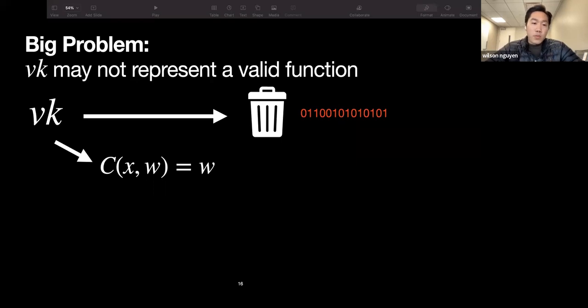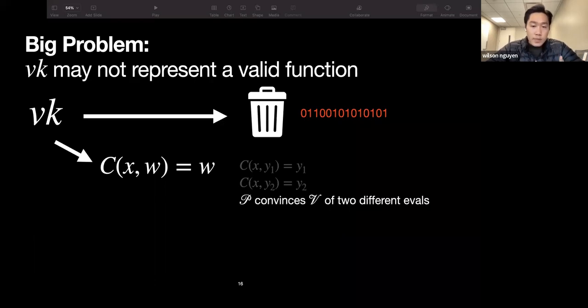So here we have a circuit with a public input X and private prover input W, and it outputs W as the output of the circuit. Why is this not a valid function? You can imagine for a single X and two different Ys, we have that C of X, Y1 is equal to Y1 and C of X, Y2 is equal to Y2. So through the preprocessing ZK-SNARK, the prover is able to convince the verifier of two different evaluations based on the commitment they received prior from preprocessing. You can see that we have two different Ys and the same X, so the vertical line test fails, and this indeed is not a function relation.